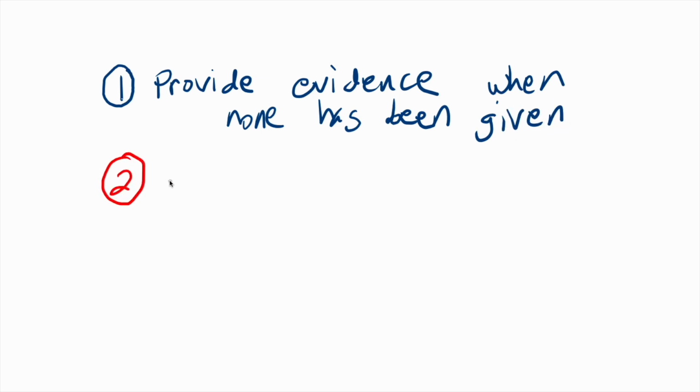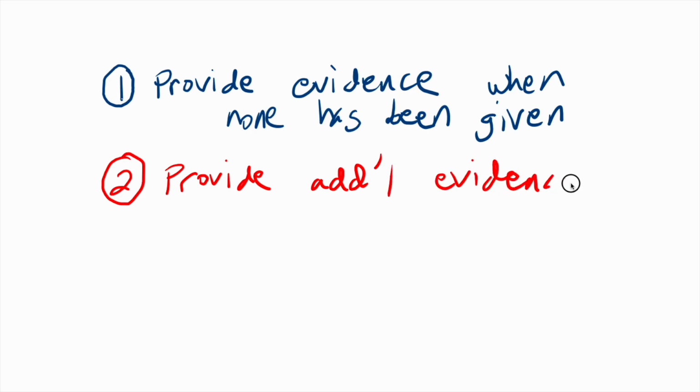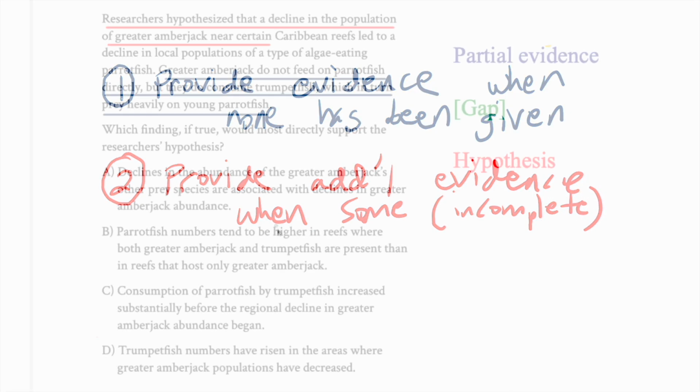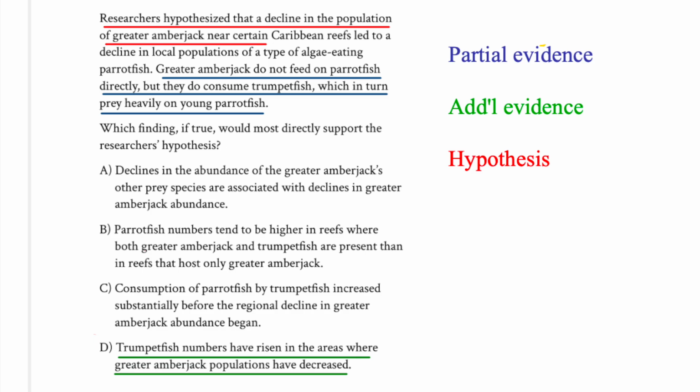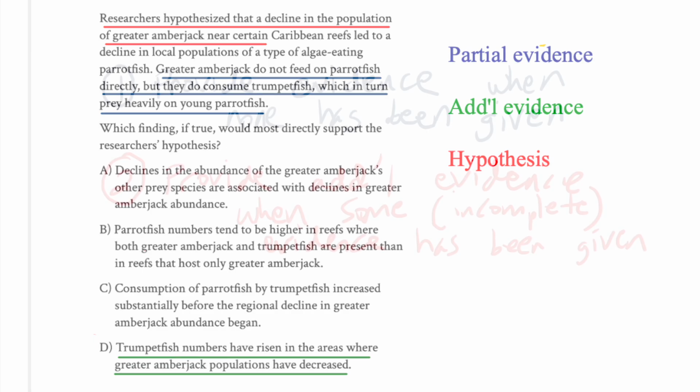Okay, now the second most common way to strengthen an argument would be to provide additional evidence when some is given, when some evidence is given, but that evidence is incomplete. Typically, you'll have your conclusion and your partial evidence, and you'll need to find the answer that supplies additional evidence that fills in the gap between the partial evidence and the conclusion.